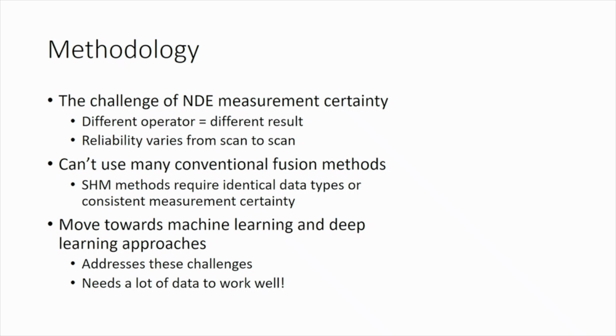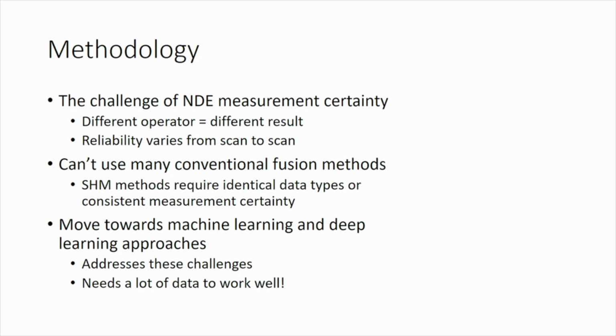So the challenge with NDE measurement uncertainty is that different operators come up with different results, because we still need experts in NDE to look at the data and analyze it as of now. And it could be different from scan to scan. Many of the conventional data fusion techniques that already exist, we cannot use for NDE data. As I mentioned, SHM, or structural health monitoring, is a different problem.